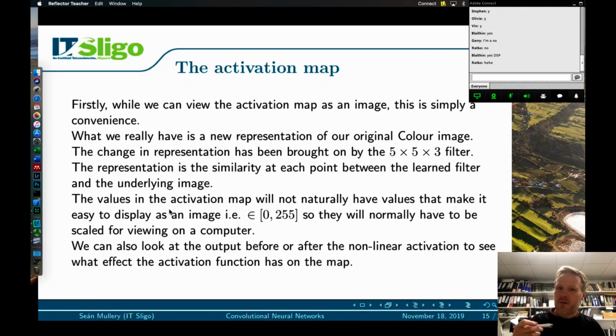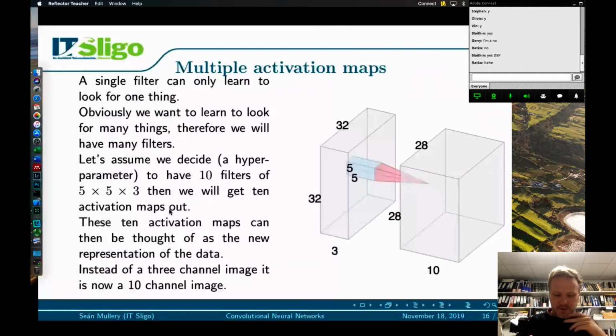The values in the activation map will not naturally have values that make it easy to display as an image. So they won't be nicely in this range of 0 to 255. So they will normally have to be scaled for viewing on a computer. Now, we scale them to view them on a computer. That doesn't mean we go and change them to that. We'd still like to leave them the way they are for the rest of the network to understand them. We can also look at the output before or after the nonlinear activation to see what happens before the activation, what happens after it, to see what it accentuates and what it removes. And we'll see an example towards the end of that. So we'll see what effect the activation has on it.